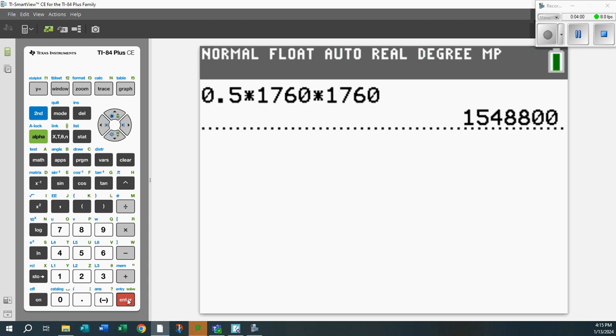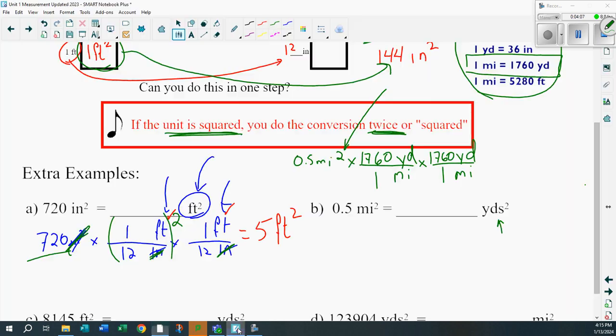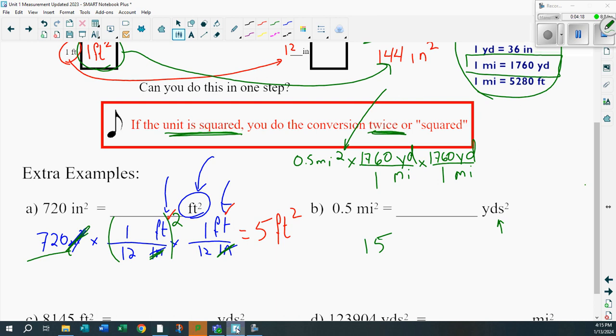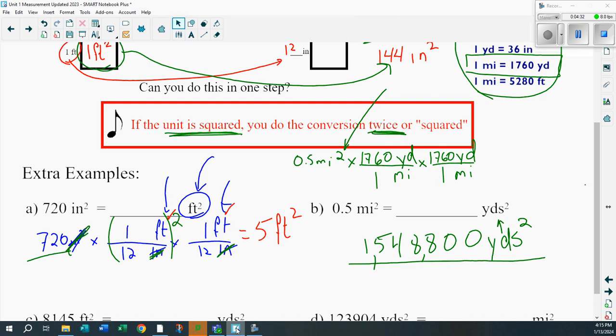Let's go. This works out to be 1,548,800. Oh, let's see if I can remember this. I forgot it. Oh, okay, here we go. 548,800. Oh my goodness. 1,548,800 yards squared. See how to do it? That is just so cool.